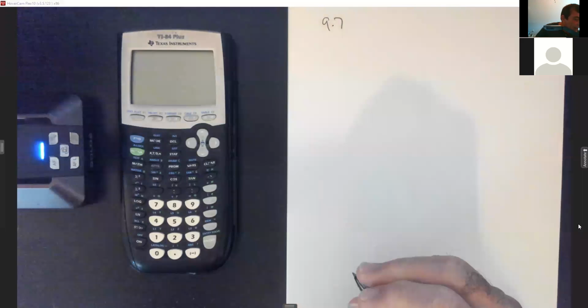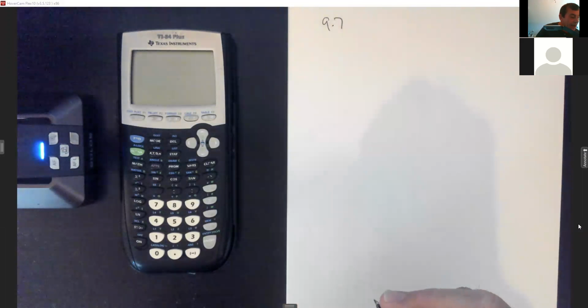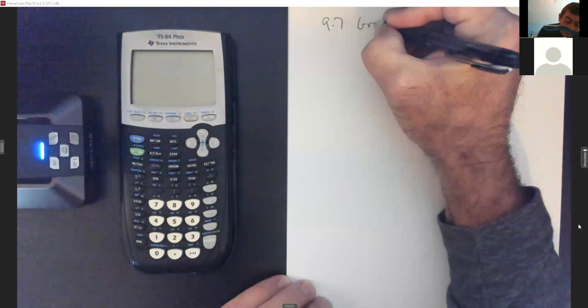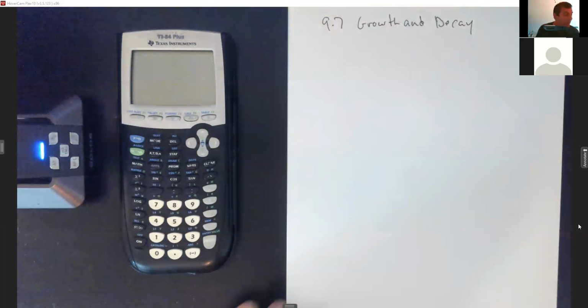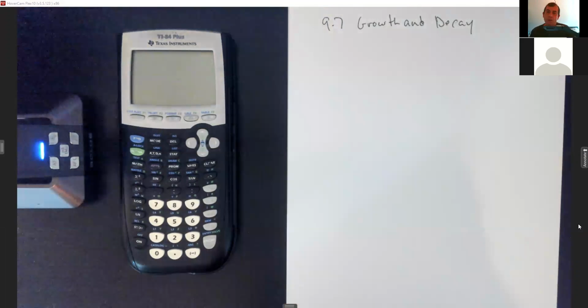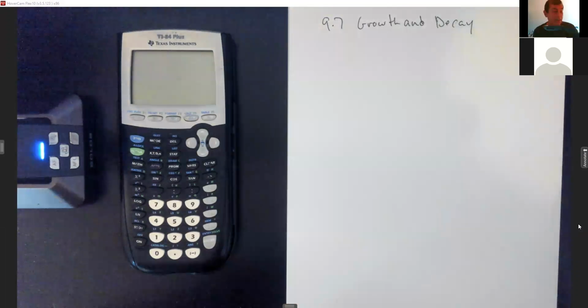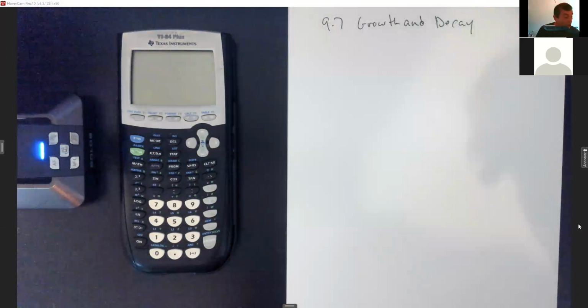All right, y'all, so 9.7 deals with growth and decay. And really, these are just going off of those exponential graphs we were doing the other day. These are applications where you can actually see where you might use those kinds of formulas. So I'm going to give us some formulas to start off with.